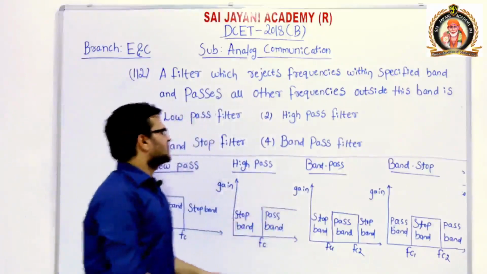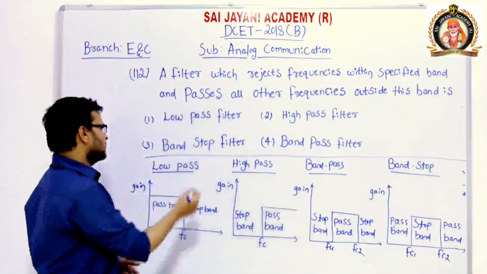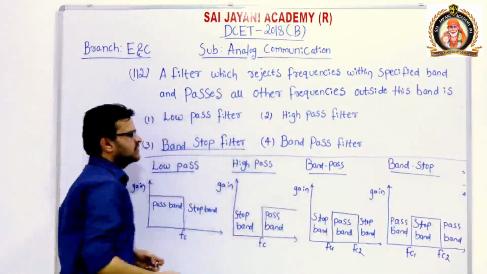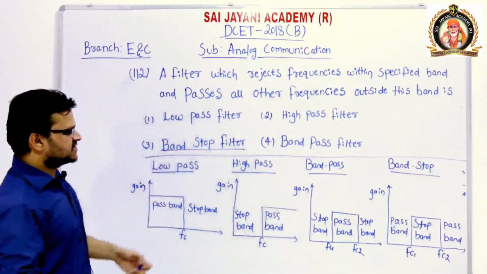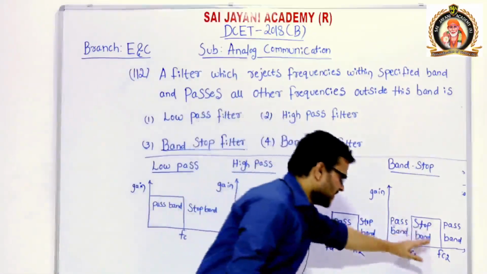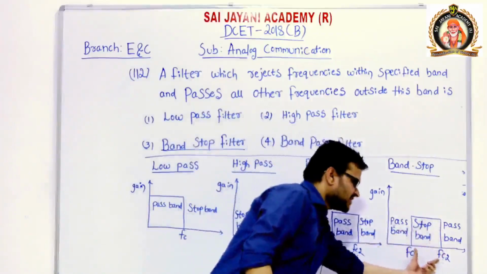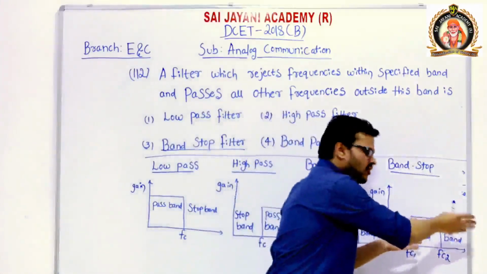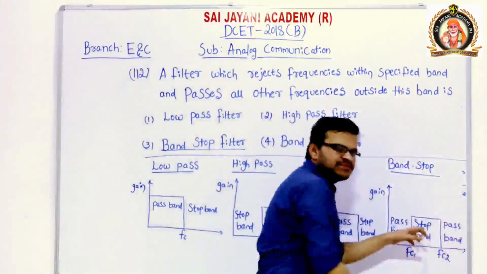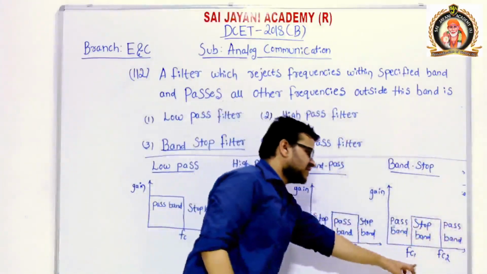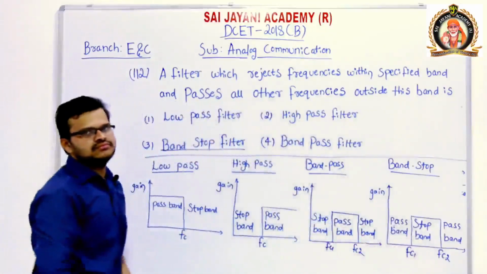From this, the correct option is the third one, that is band stop filter. This filter attenuates the specified band of frequencies and allows all the frequencies outside this band, that is Fc1 to Fc2.